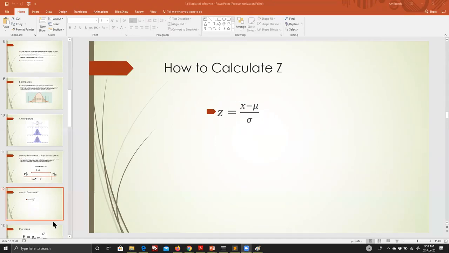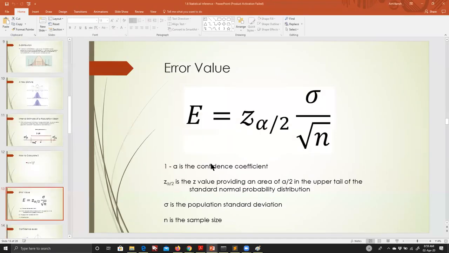Now there is another equation that is again very similar, but you have to remember this. What is the error value? The error value can be taken as Z alpha by 2 into the population standard deviation divided by root of n. Sorry, this is the population standard deviation, not the sample standard deviation.